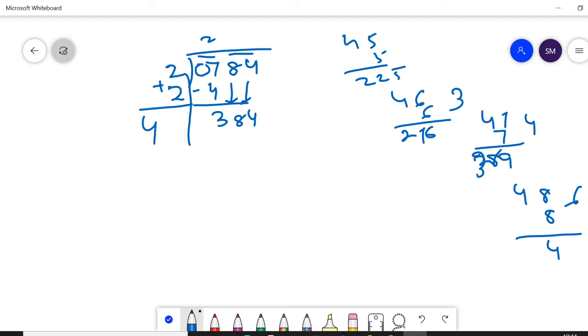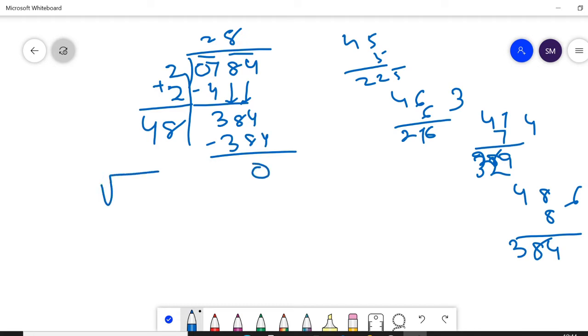Yes, this is it. Then put 48 times 8 here, and we get 384. The remainder is 0. What is the square root of 784? The square root of 784 is 28. This is the method of long division.